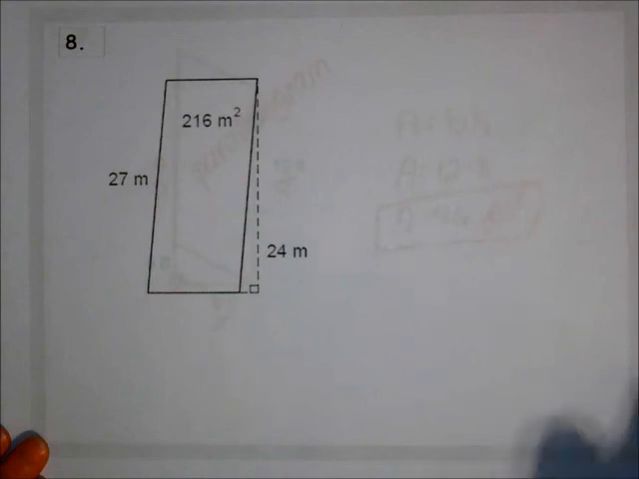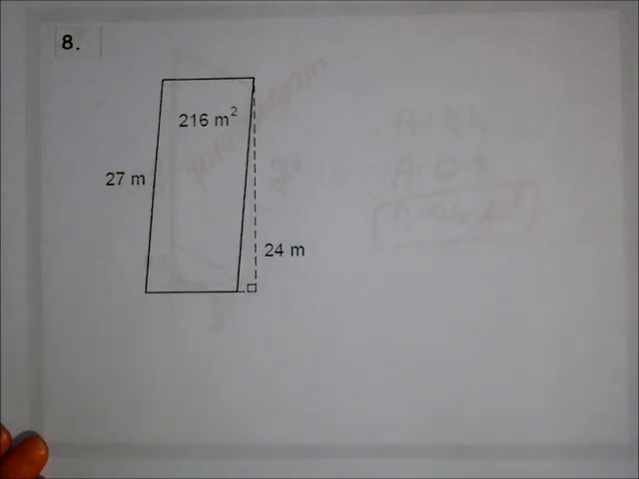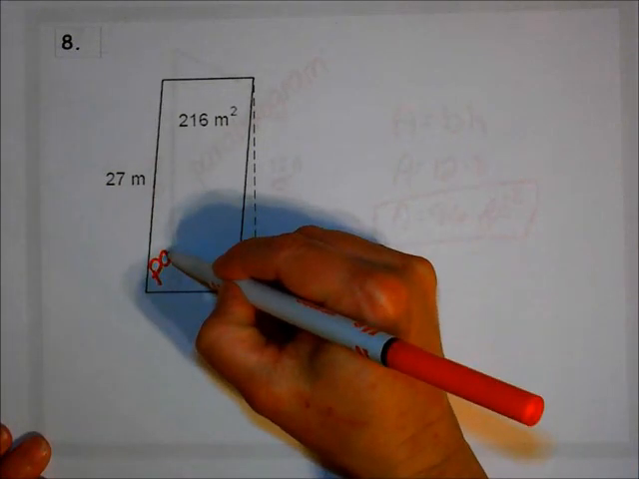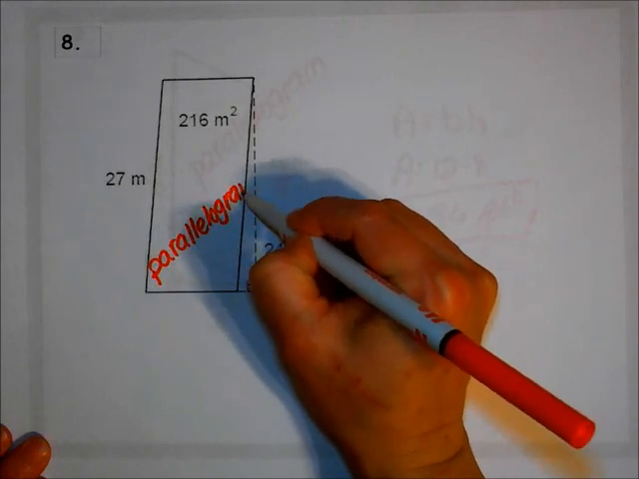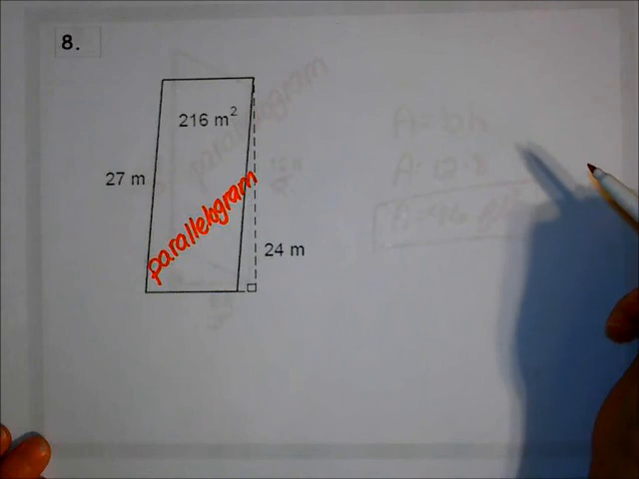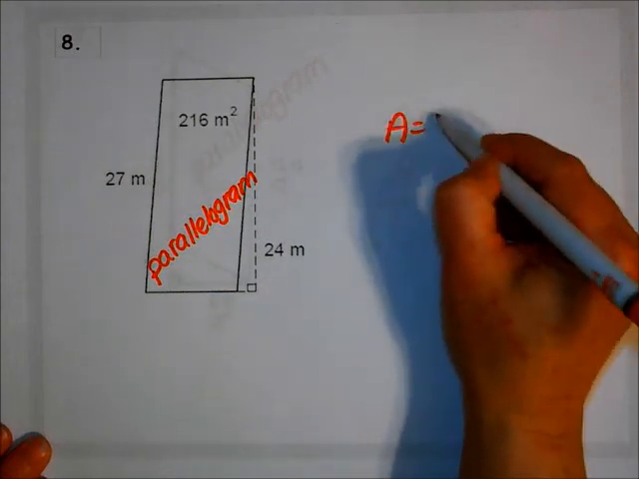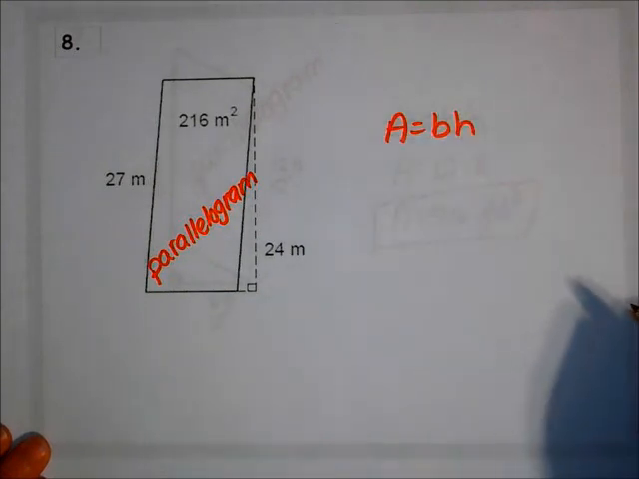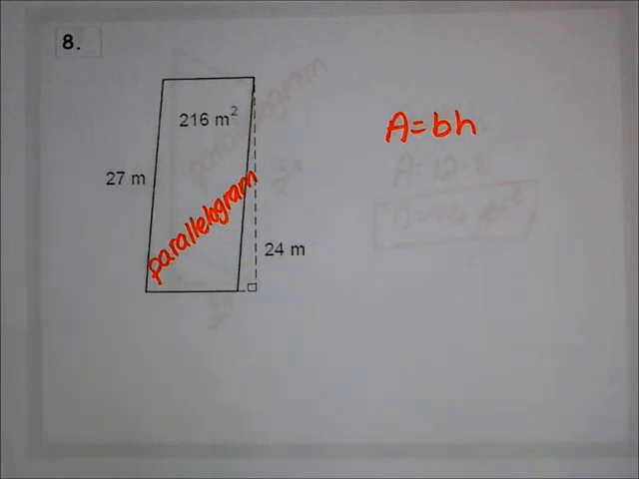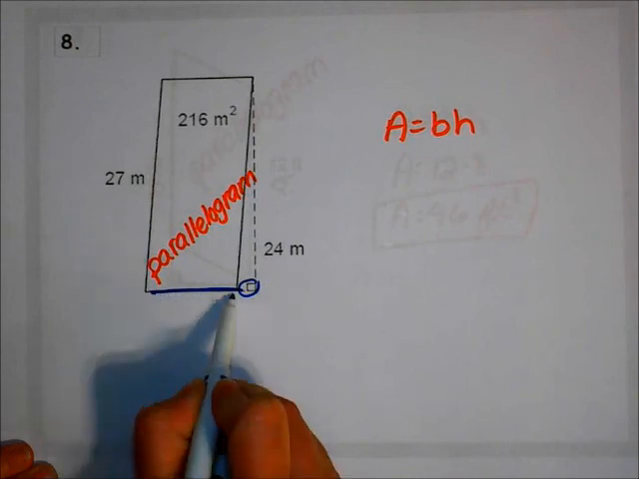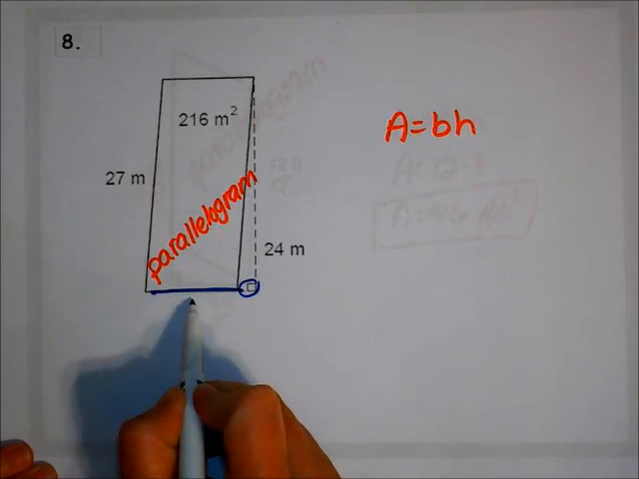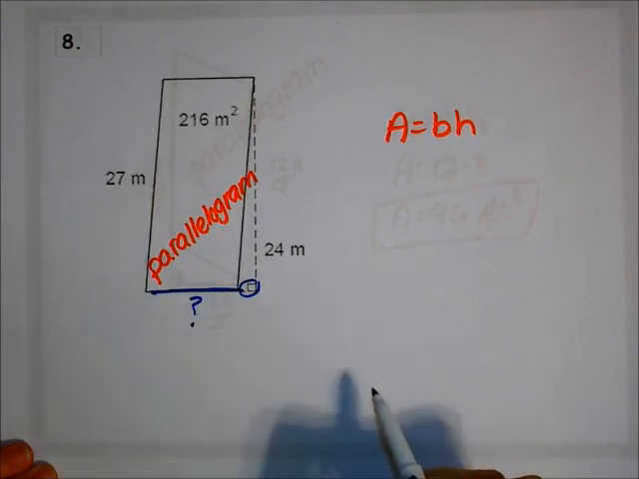Okay, let's change things up a little bit for question number 8. If you would please draw this parallelogram into your journal and go ahead and label it parallelogram. And we can go ahead and write our formula for area of a parallelogram, which is base times height. Notice, here's my right angle, so that means this side is my base, which notice they don't give me the base. That's what I'm going to have to look for.